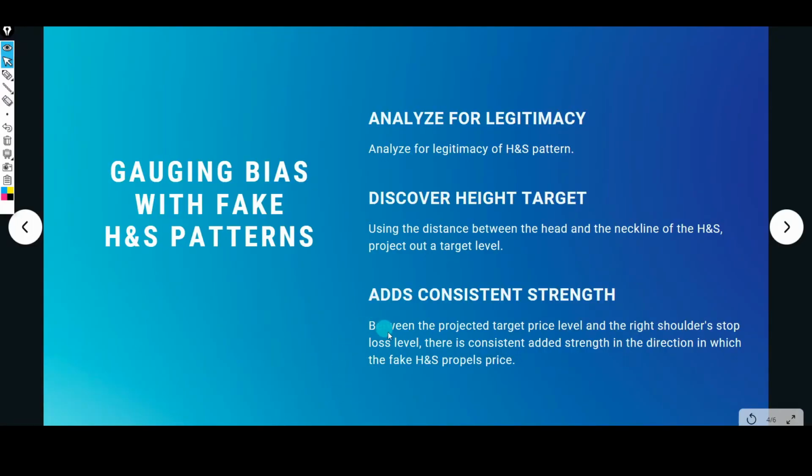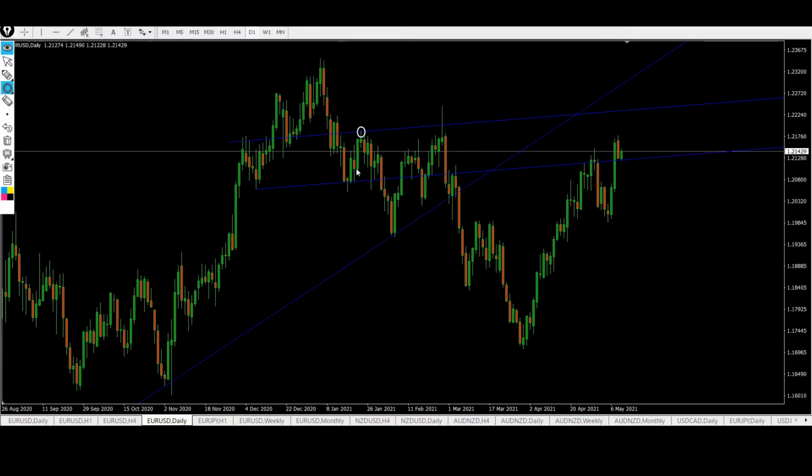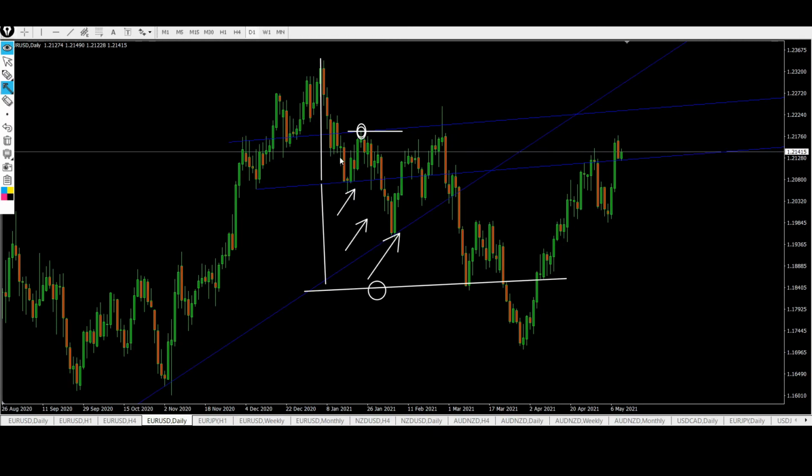Okay, let's go on to number 3. Okay, number 3. Adds consistent strength. So between the projected target price level and the right shoulder's stop loss level, there is consistent added strength in the direction in which the fake H&S propels price. Okay, so this is the right shoulder stop loss level at this pivot high right here. And again, that projected target price level is generally in this area right here. So since this is a fake H&S, from this right shoulder stop loss level right here, all the way to the projected target's price level, there's consistent added strength long to every pivot that we measure the future strength of.